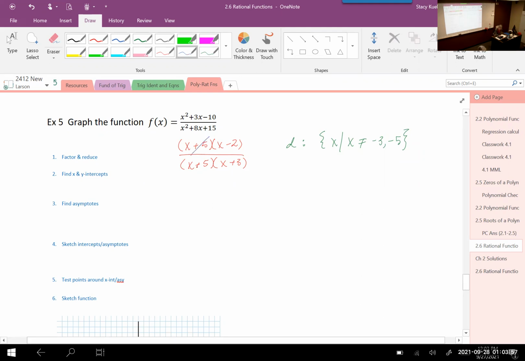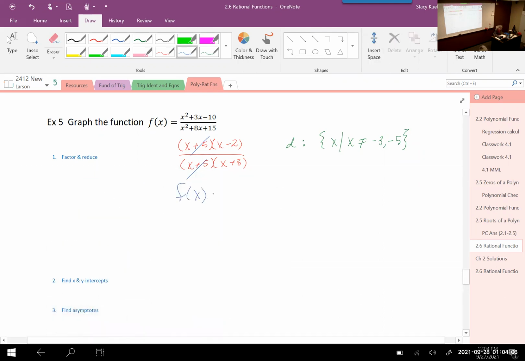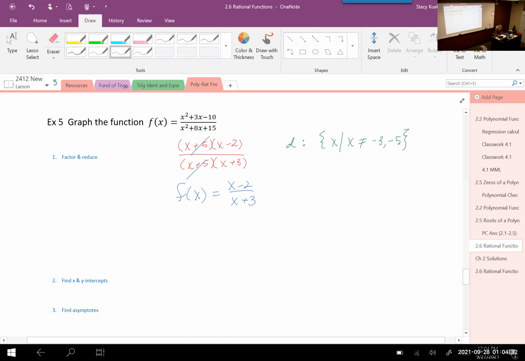Now let's reduce it. And we have the function f of x is equal to x minus 2 over x plus 3, which is what we're going to use as we move on. So we kind of reduced it down and we're going to look at it from there. Now, before we go any further, we are going to handle this so we don't forget it. Because I canceled these factors, what did we say happened there? There's a hole. We have a hole.